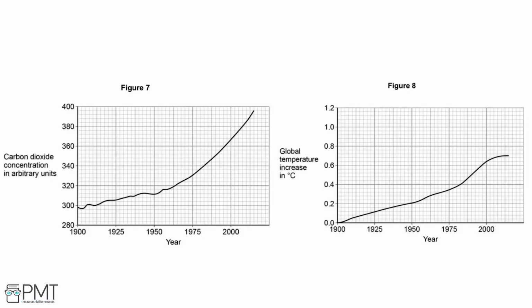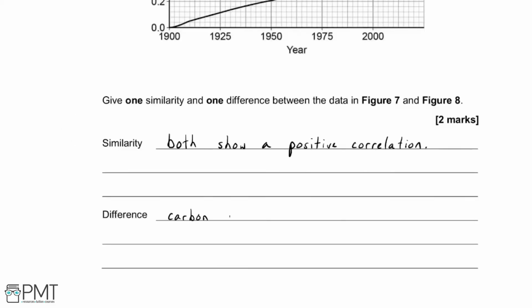Looking back again at the graphs, we're now looking for a difference. The biggest difference that we can see here is that for the carbon dioxide concentration, this continues to move upwards, the graph does, whereas for the global temperature increase, it actually levels off at the end. And so that would be our difference. The carbon dioxide concentration continues to increase, whereas temperature increase levels off.